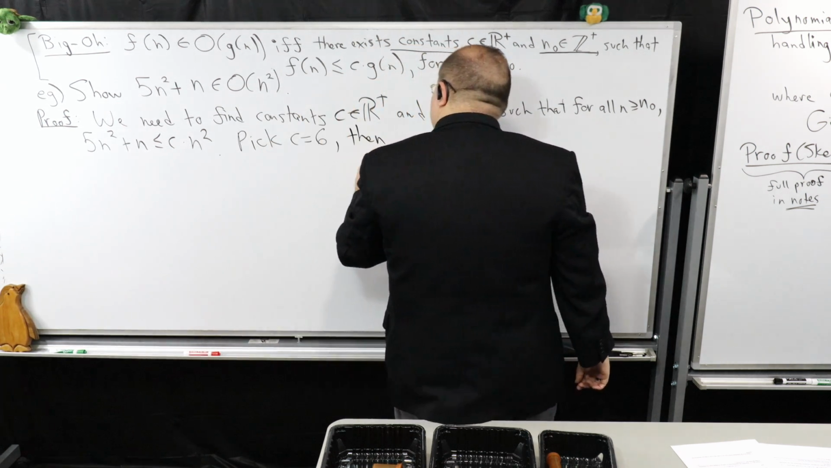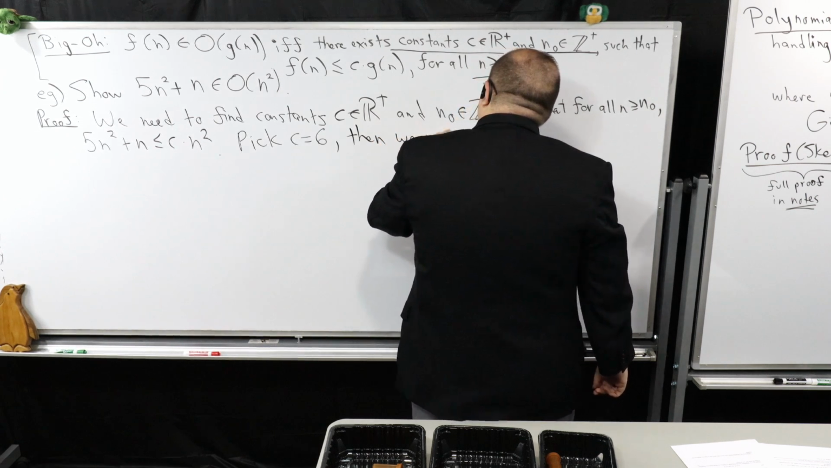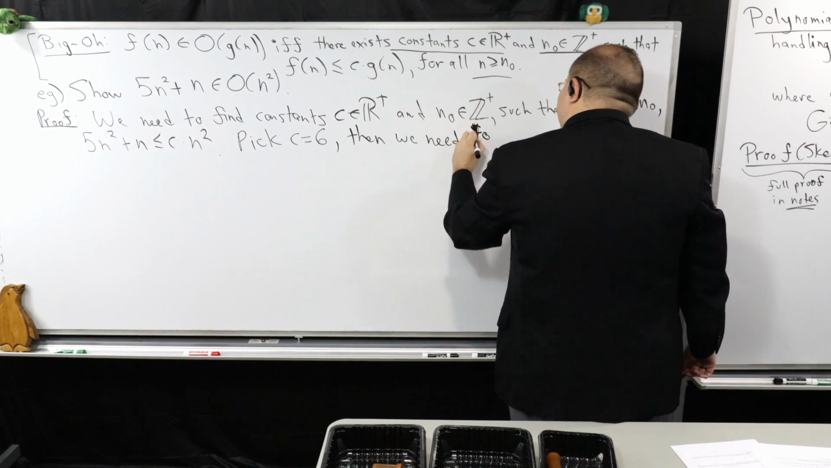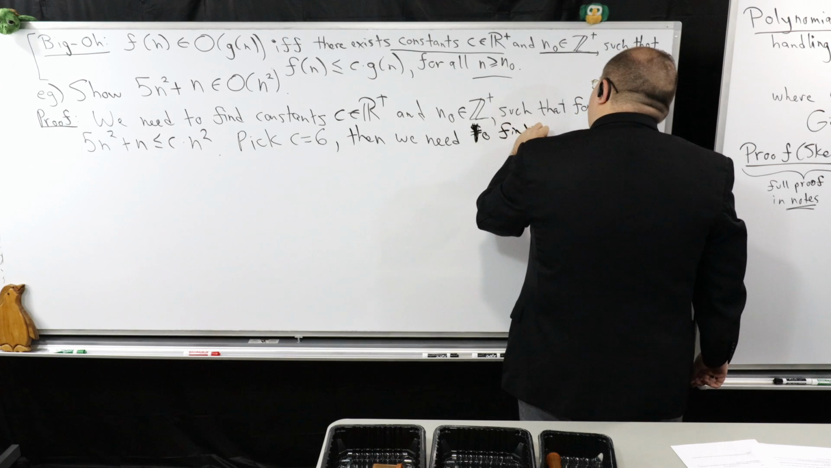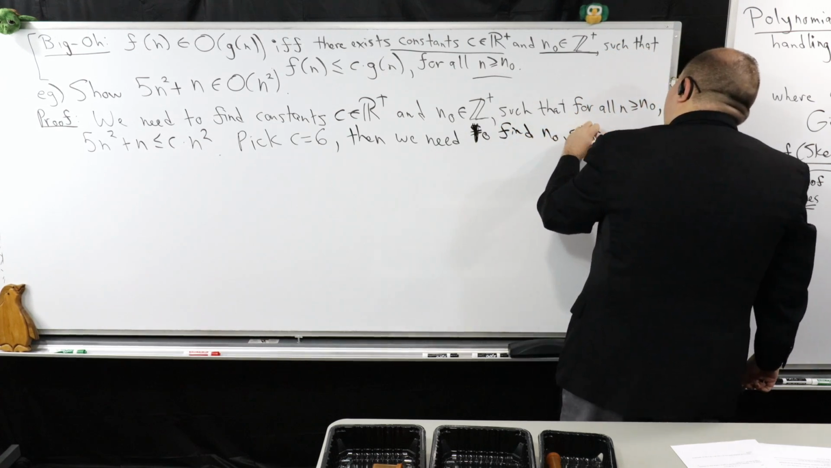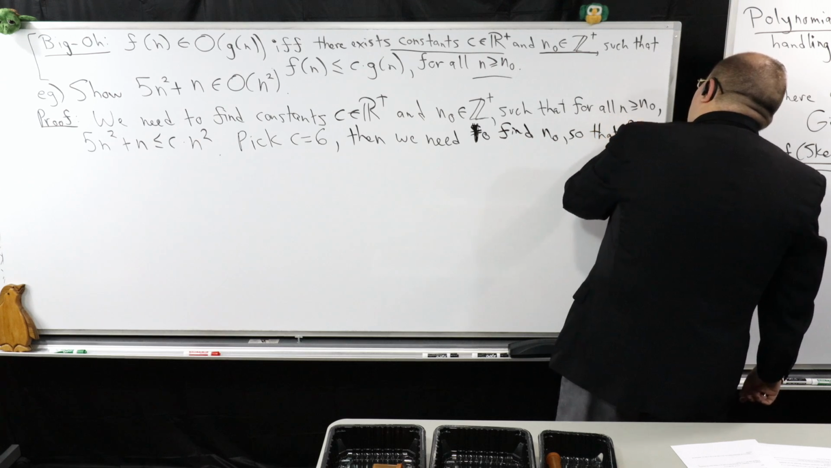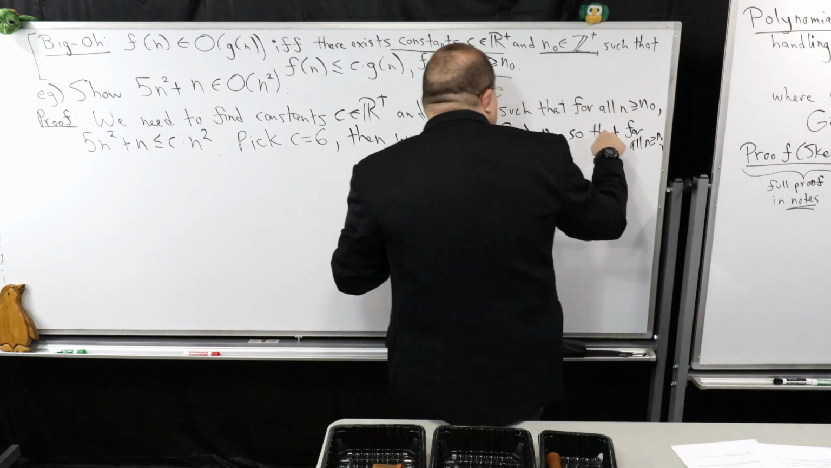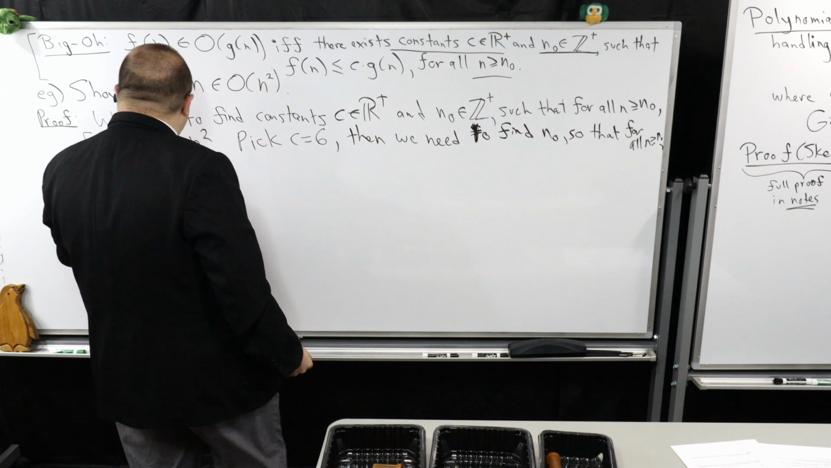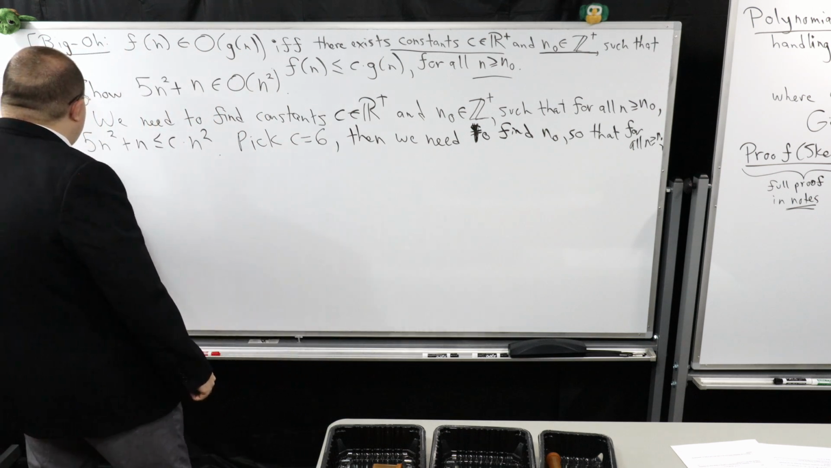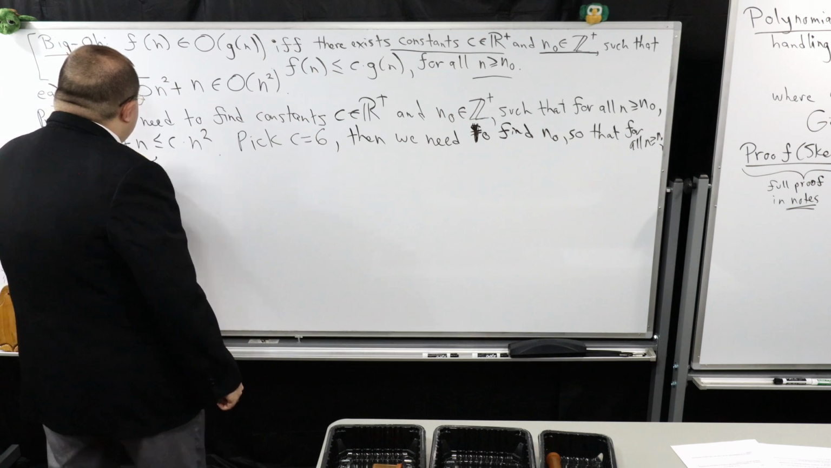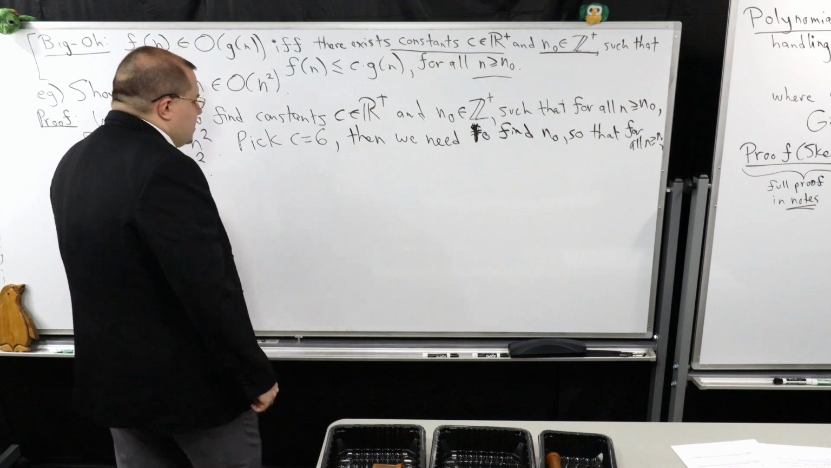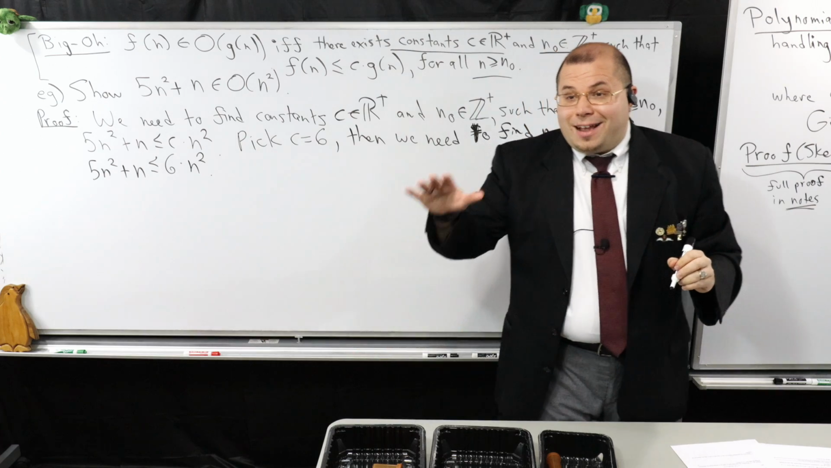So I pick c equal to 6. Then I need to find n0 so that for all n greater or equal to n0, 5n squared plus n is less than or equal to c, which is 6, times n squared.